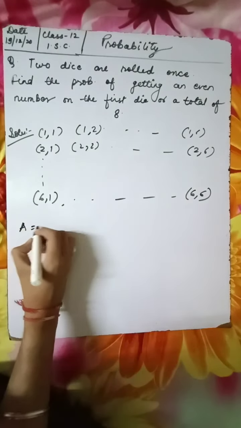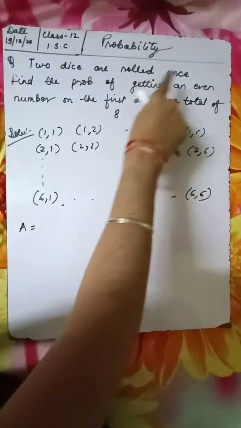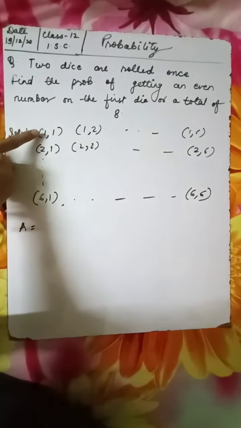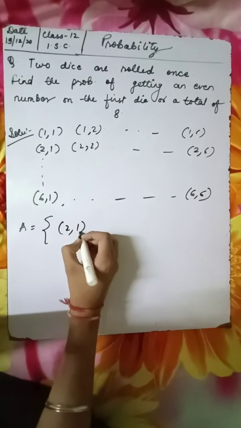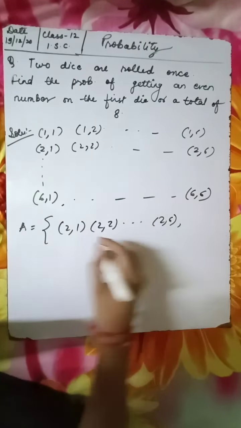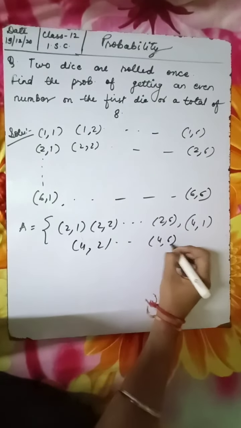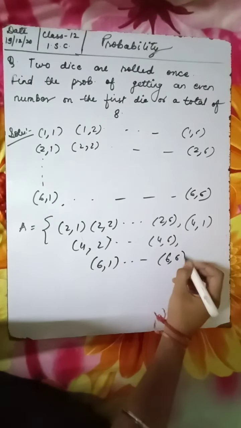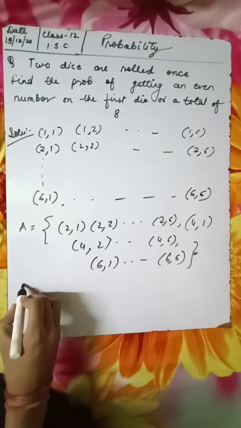Now we have considered A as the event of getting an even number on the first die. Getting an even number on the first die means the first one should be even. So how many do we have? 2 1, 2 2 and so on up to 2 6, then 4 1, 4 2 and so on up to 4 6, and then the 6 series, 6 1 and so on up to 6 6. So 6 plus 6 plus 6, 18. Number of A is 18.